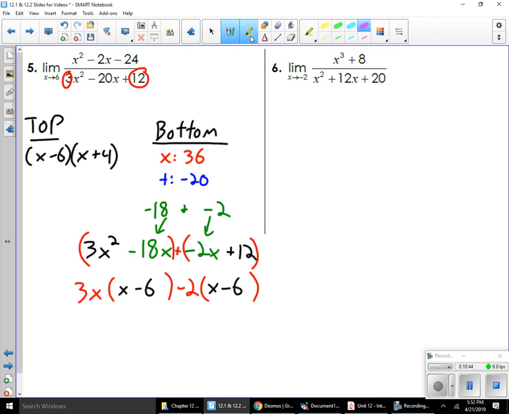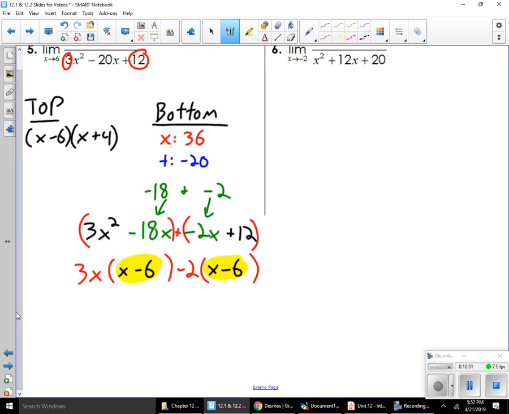Note that my left behinds match. That's what I want. That's how I know that I split the middle correctly. So our two factors wind up being 3x minus 2 and x minus 6. Note that that's my bottom. My top had an x minus 6. My bottom had an x minus 6. So when I go to create my fraction with both the numerator and denominator factored out, those are going to cancel. That's going to give me the hole in my graph.